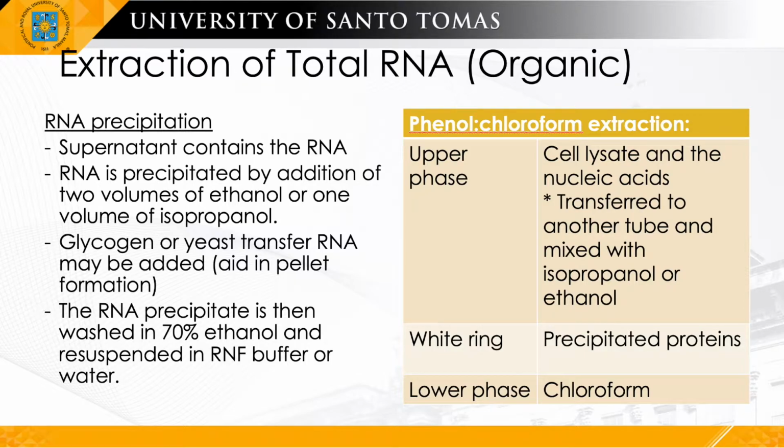The RNA precipitate is then washed in 70% alcohol to remove the coloring produced by the residual salts, and then resuspended in RNase-free buffer or water. In the phenol chloroform extraction, we expect that the upper phase will consist of cell lysate and the nucleic acids, which will then be transferred to another tube and mixed with isopropanol or ethanol. The white ring is the precipitated protein, and the lower phase is the chloroform.